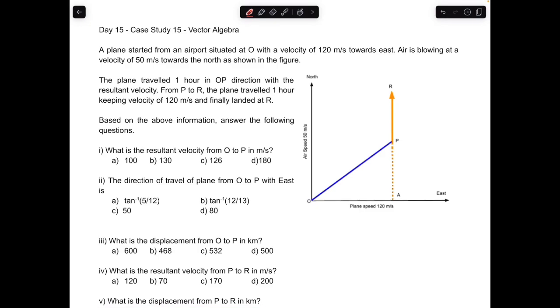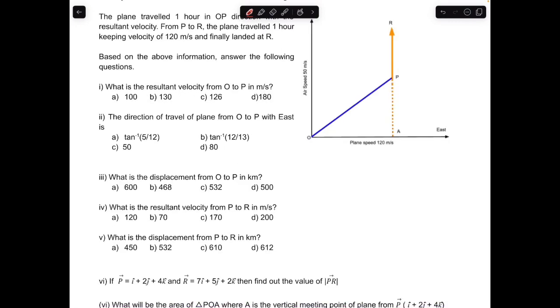First subdivision, what is the resultant velocity from O to P in meter per second? Velocity of the plane and velocity of the wind are perpendicular to each other. So the magnitude of OP vector can be derived by using the Pythagoras theorem. Magnitude of OP vector is equal to square root of 120 square plus 50 square.